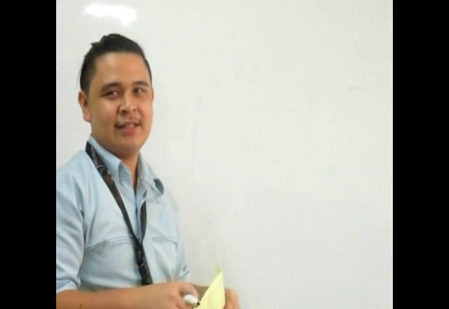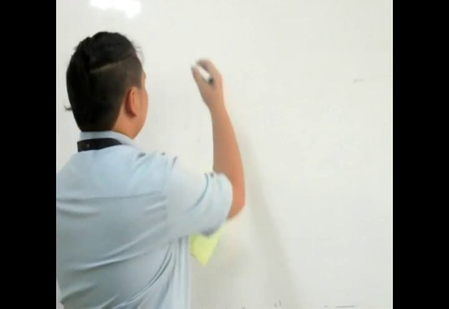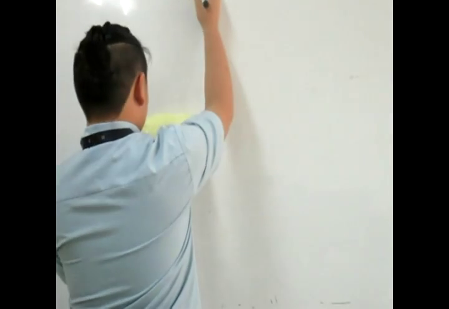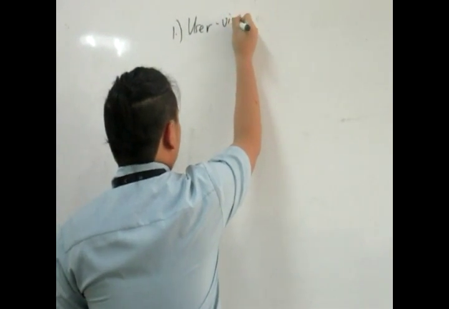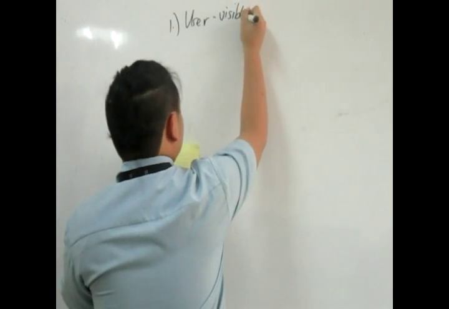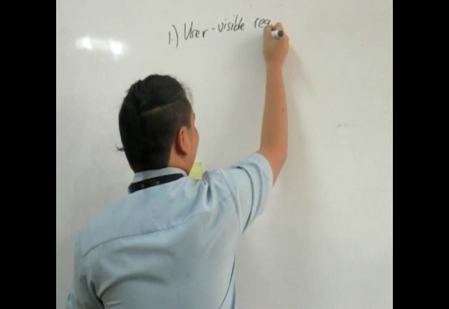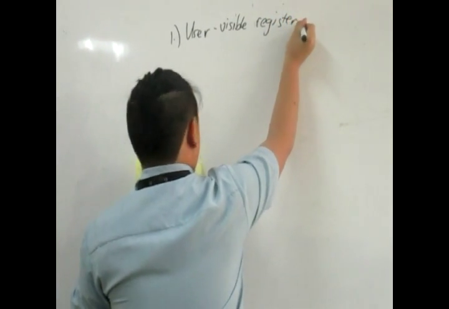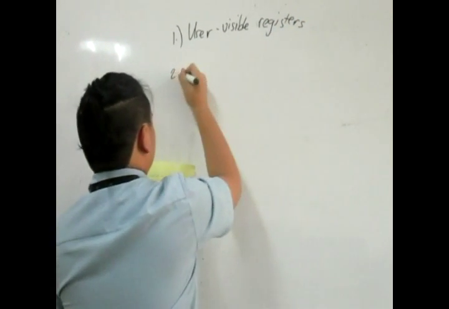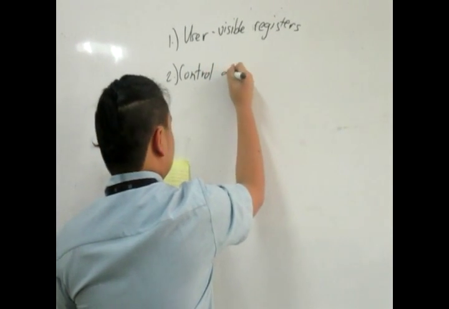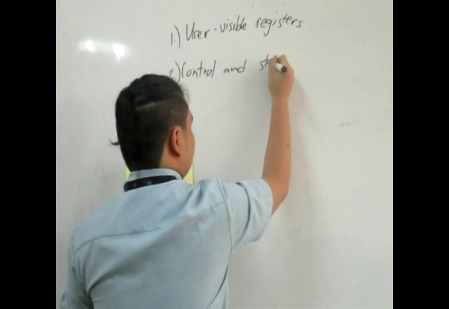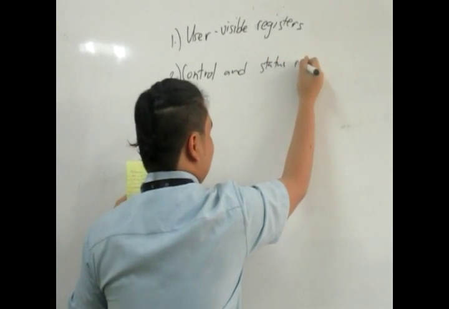I will discuss the two main roles inside the CPU. Number one, user visible register, and control and status register.